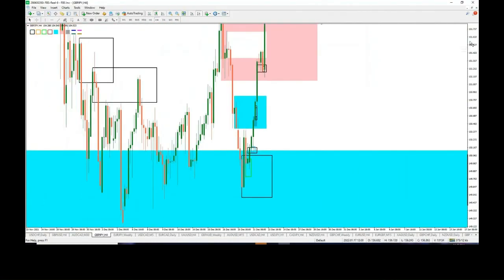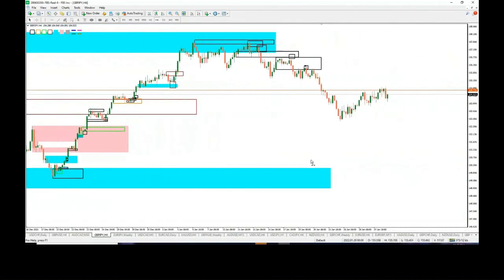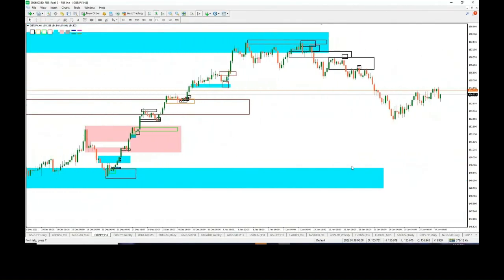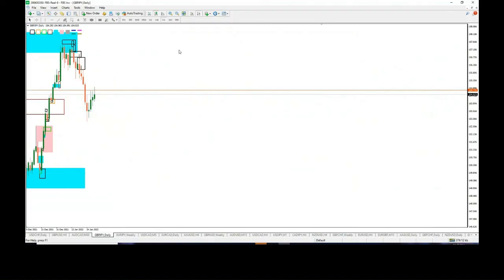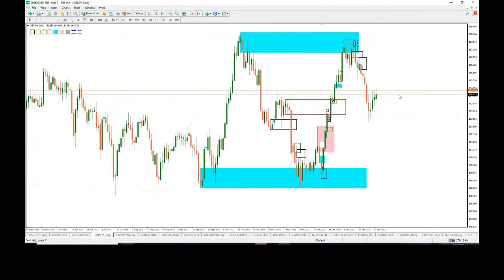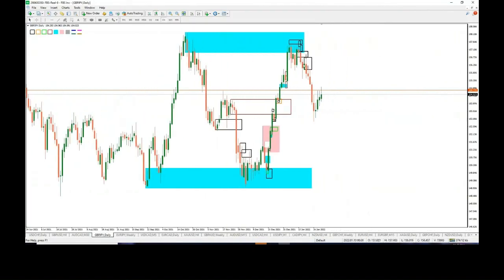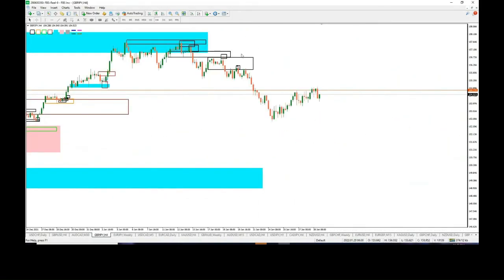This pair I left for you to backtest. You'll see hundreds and hundreds of zones all over my chart. Yes, this is the same thing. Daily zone, wait for H4.